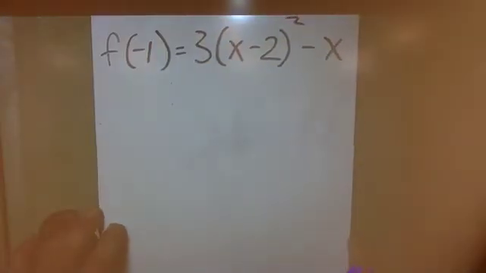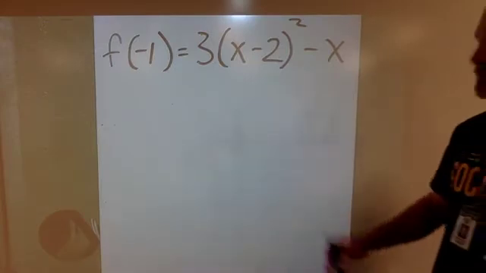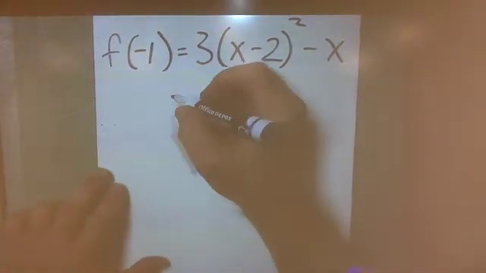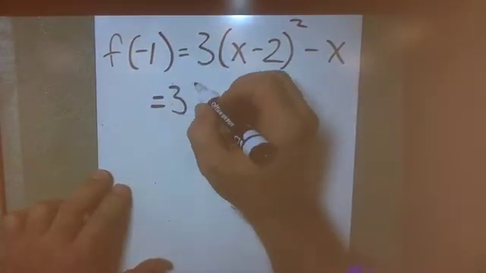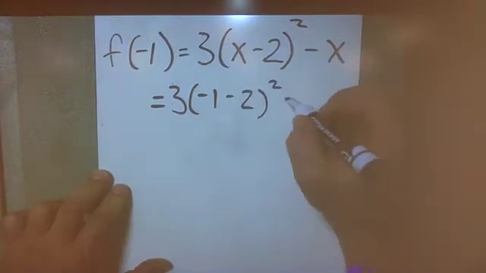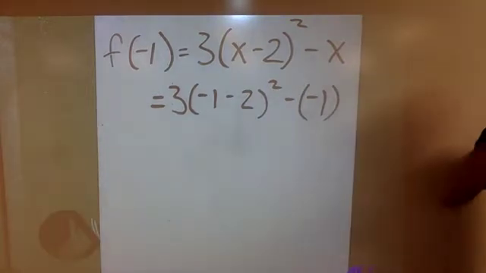All right, f of -1 means put a -1 in wherever you see x. That's what I'm going to do next. I'm not really doing any math. I'm just substituting out the tired old x for the fresh and ready to play -1. Now notice what I did there at the end.